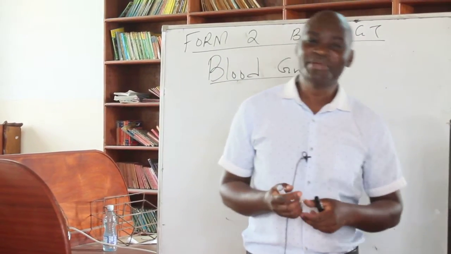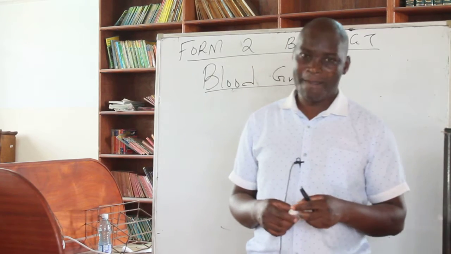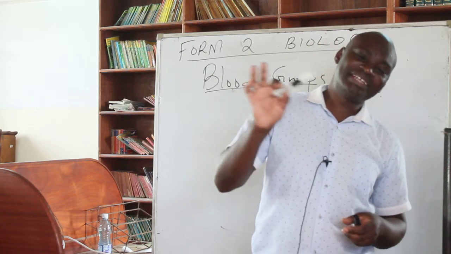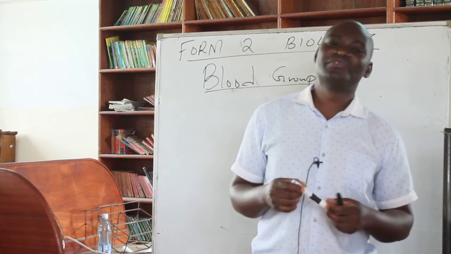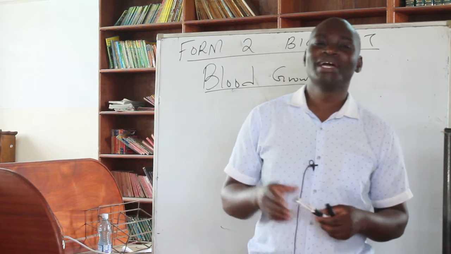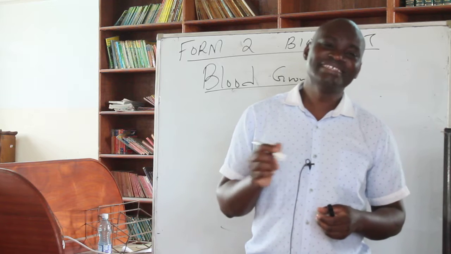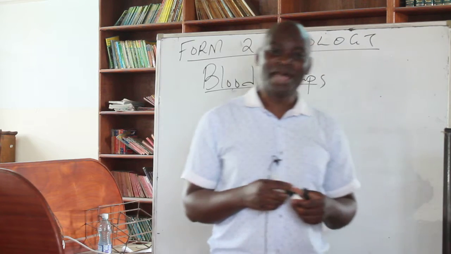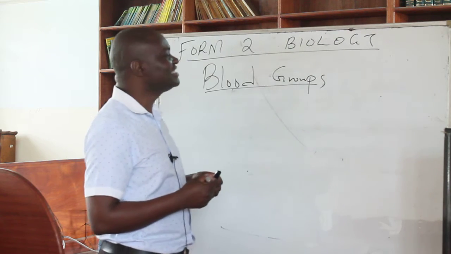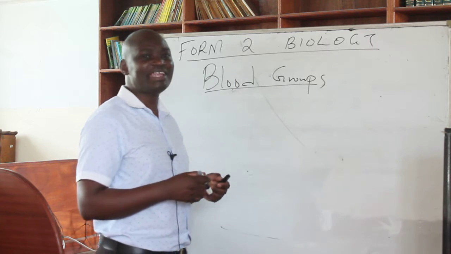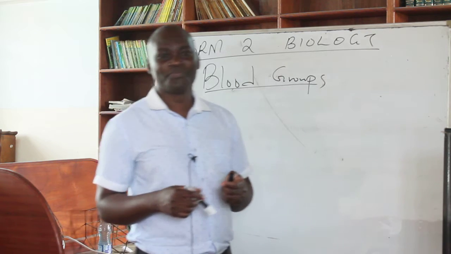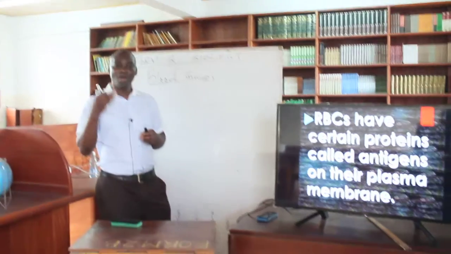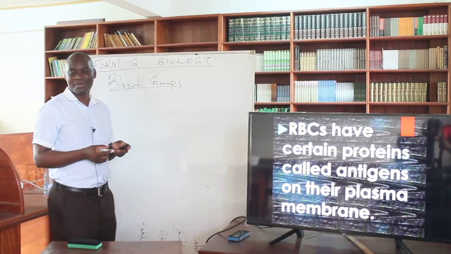Now, blood groups are normally determined by what we call antigens present on the individual's red blood cells. So, the red blood cells have what is called some protein materials that we call antigen. These antigens are the ones that determine the blood group. Now, if antigens determine the blood group, what are the types of antigen that we have? So, the red blood cells normally contain certain proteins that we call antigens on their plasma membrane.